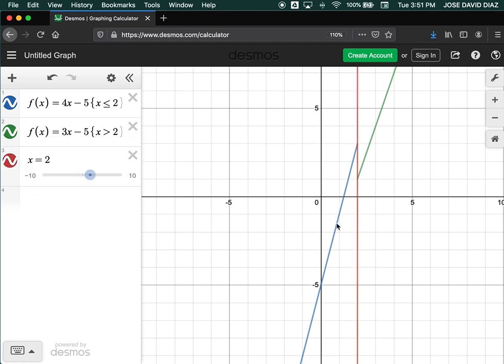Notice that as x approaches 2 from the left, it is getting closer and closer to 3. But as you get closer and closer to 2 from the right, it's getting closer and closer to 1. So therefore, there's no limit. The limit does not exist.